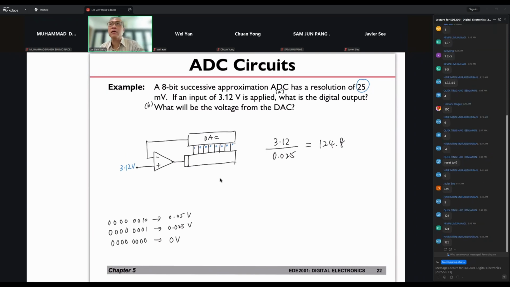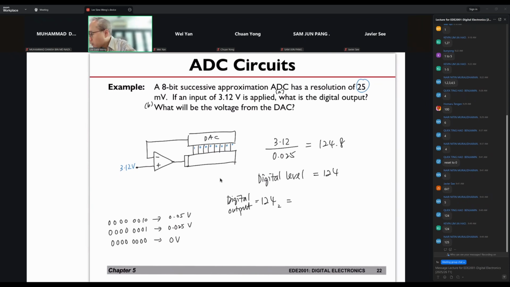Yes, 124, that's correct. Not 125, 124, because it will be truncated, it will be rounded down, right? So what we have here is the digital level that will be 124. And 124 in binary. So what is the digital output? It will be 124 in binary. This is the digital output.